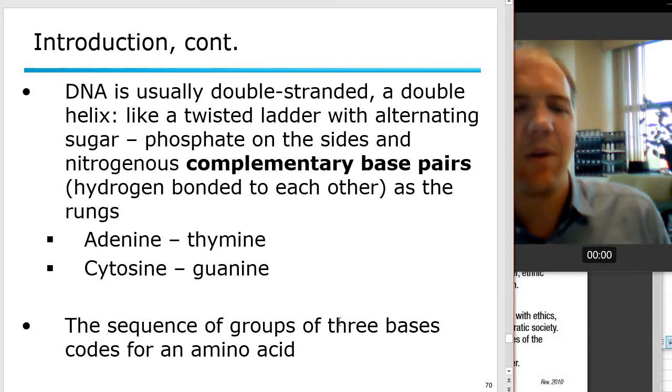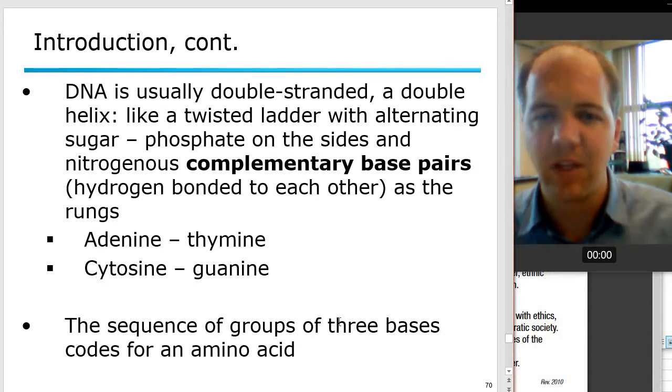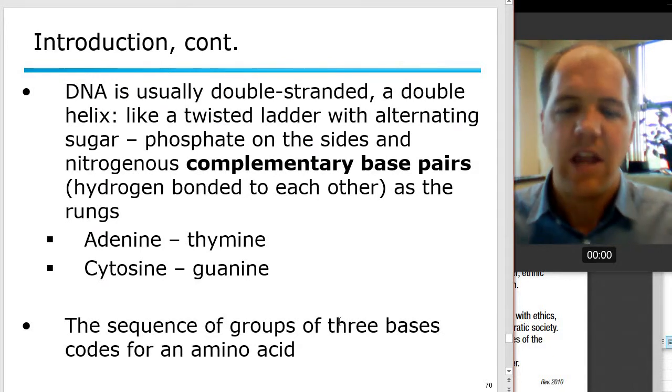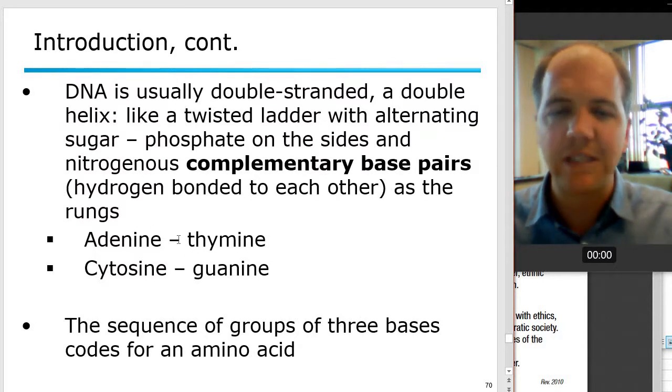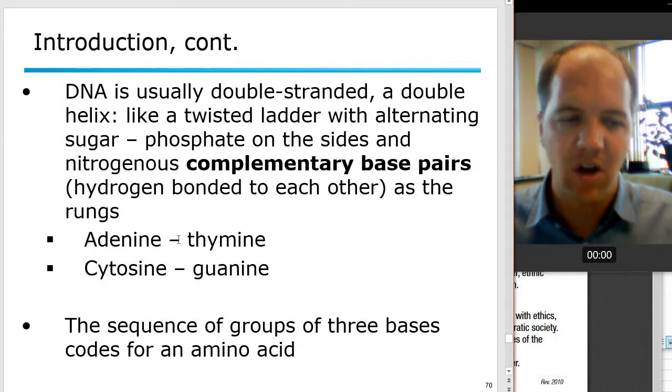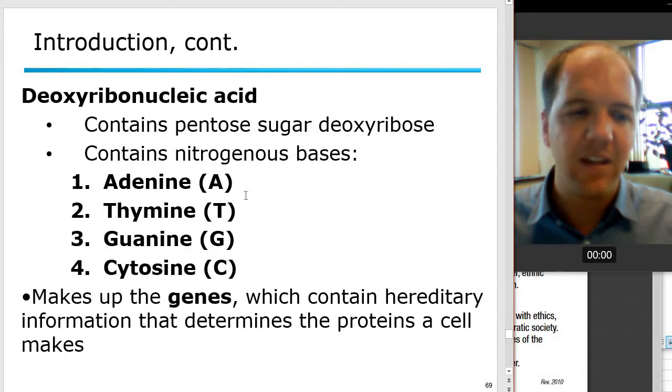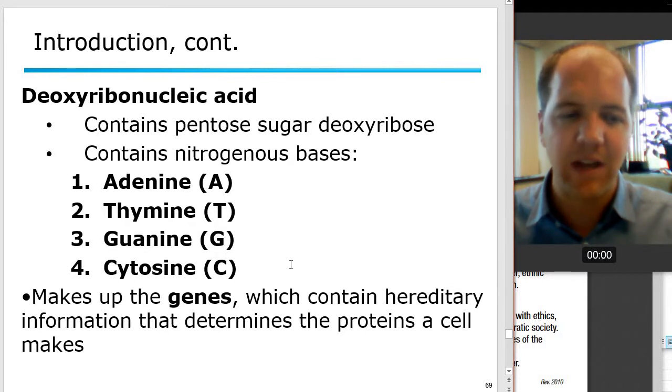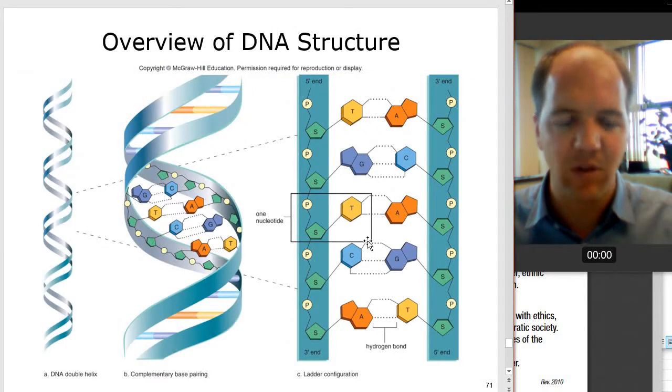Another couple interesting things about DNA. It's called a double helix. It looks like a ladder, and these base pairs, or these nucleotides, are hooked together in certain combinations. Adenine always combines with thymine. Guanine always combines with cytosine across the DNA, and this is what I'm talking about.